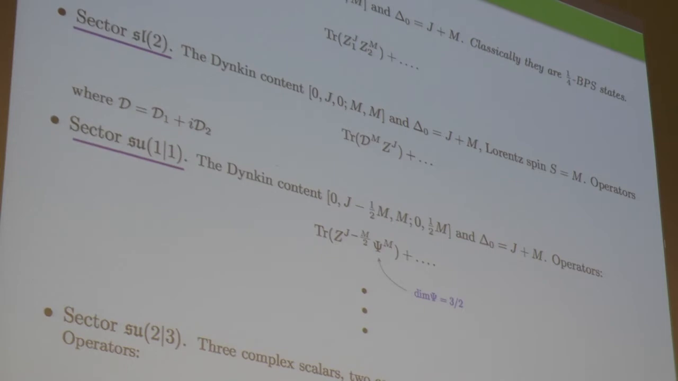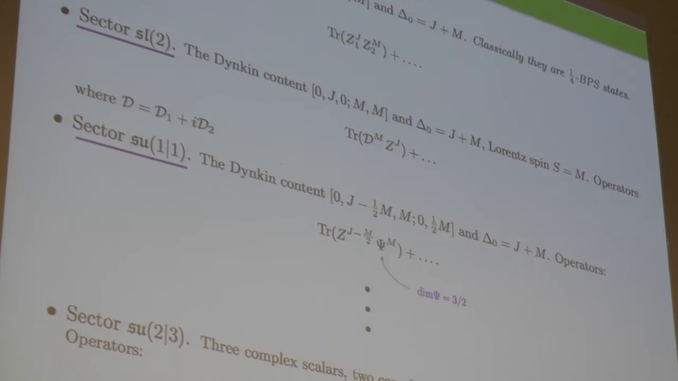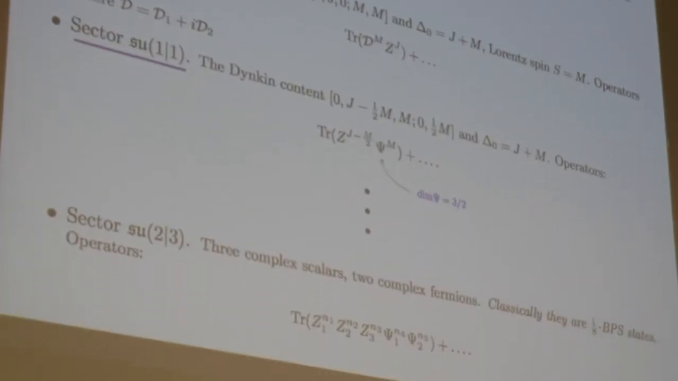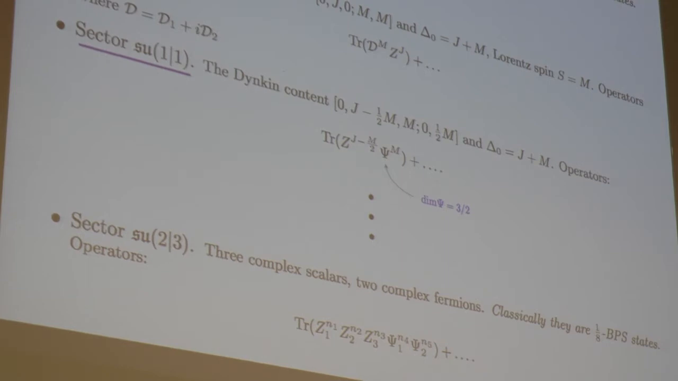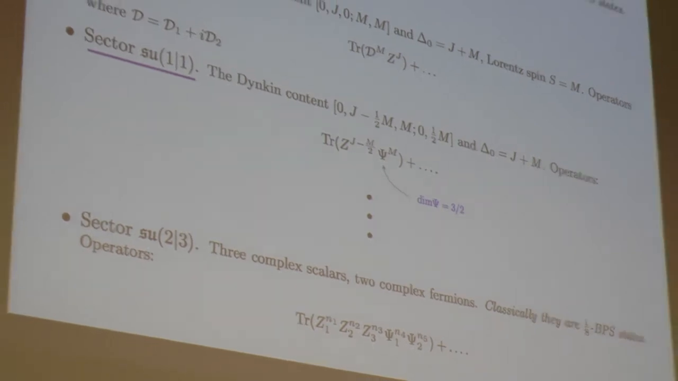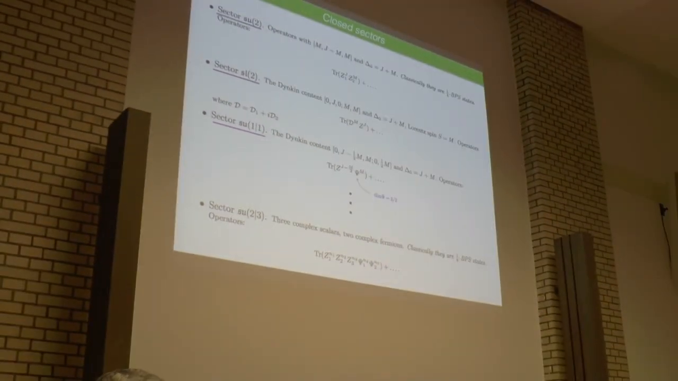And there are other sectors, but the biggest one, which is closed under renormalization, is known to be the so-called SU(2|3). It consists of 3 complex scalars and 2 complex fermions. So when you look at the literature, you will often find statements about various sectors, and the most popular ones which people study a lot are SU(2) and SL(2). But sometimes important things are also done with SU(1|1) and so on.